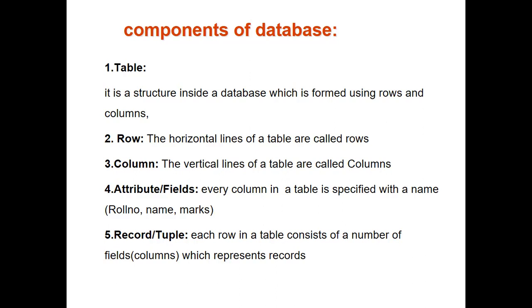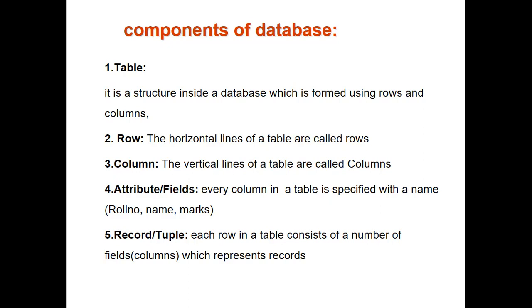Now we'll see row. What is a row? The horizontal lines of a table are called rows. Now what about a column? The vertical lines of a table are called columns. Then what about an attribute? We can say attribute, also called a field. Every column has its heading, right? Every column in a table is specified with some name, that is called the heading.